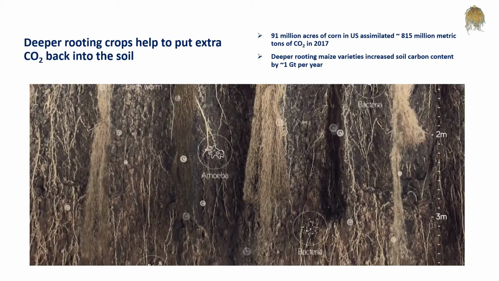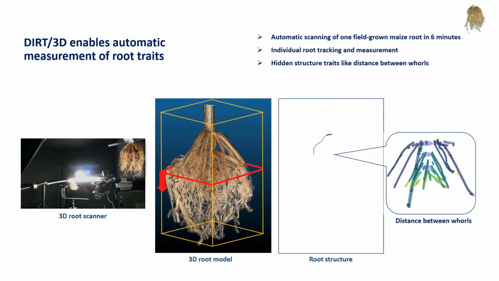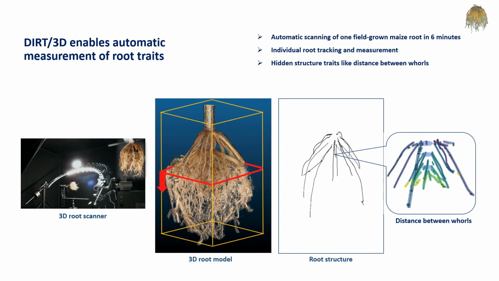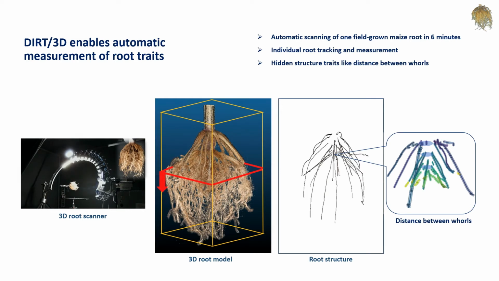Now the question becomes, can we help breeders to select the best genotype of maize to improve soil carbon content through root phenotyping? To tackle this challenge, we developed a 3D root phenotyping system. We call that DIRT3D. DIRT3D uses a prototype of a 3D root scanner to scan one excavated maize root in 6 minutes, and then computes its 3D root model.